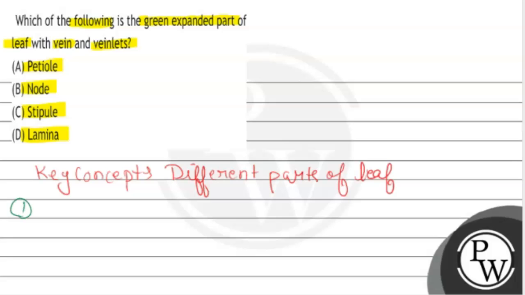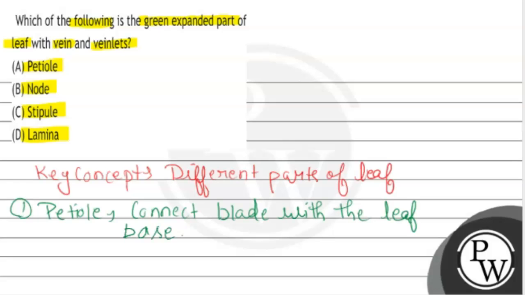First one is petiole. Petiole is a stalk that connects the blade with the leaf base. It is a stalk that connects blade with the leaf base.